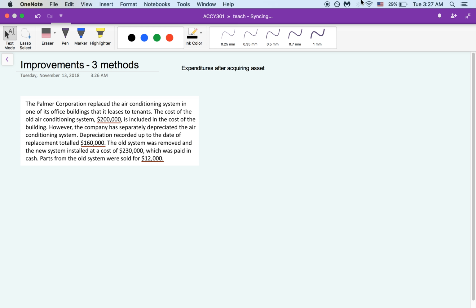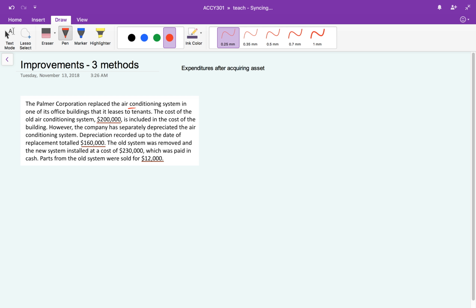Alright, so today we're going to focus on the three methods of improvements, and this goes within our different expenditures that can be created after already acquiring the asset. So the question states, Palmer Corporation replaced their air conditioning system in one of its office buildings that it leases to tenants. The cost of the old air conditioning system, $200,000, is included in the cost of the building. However, the company has separately depreciated the air conditioning system.